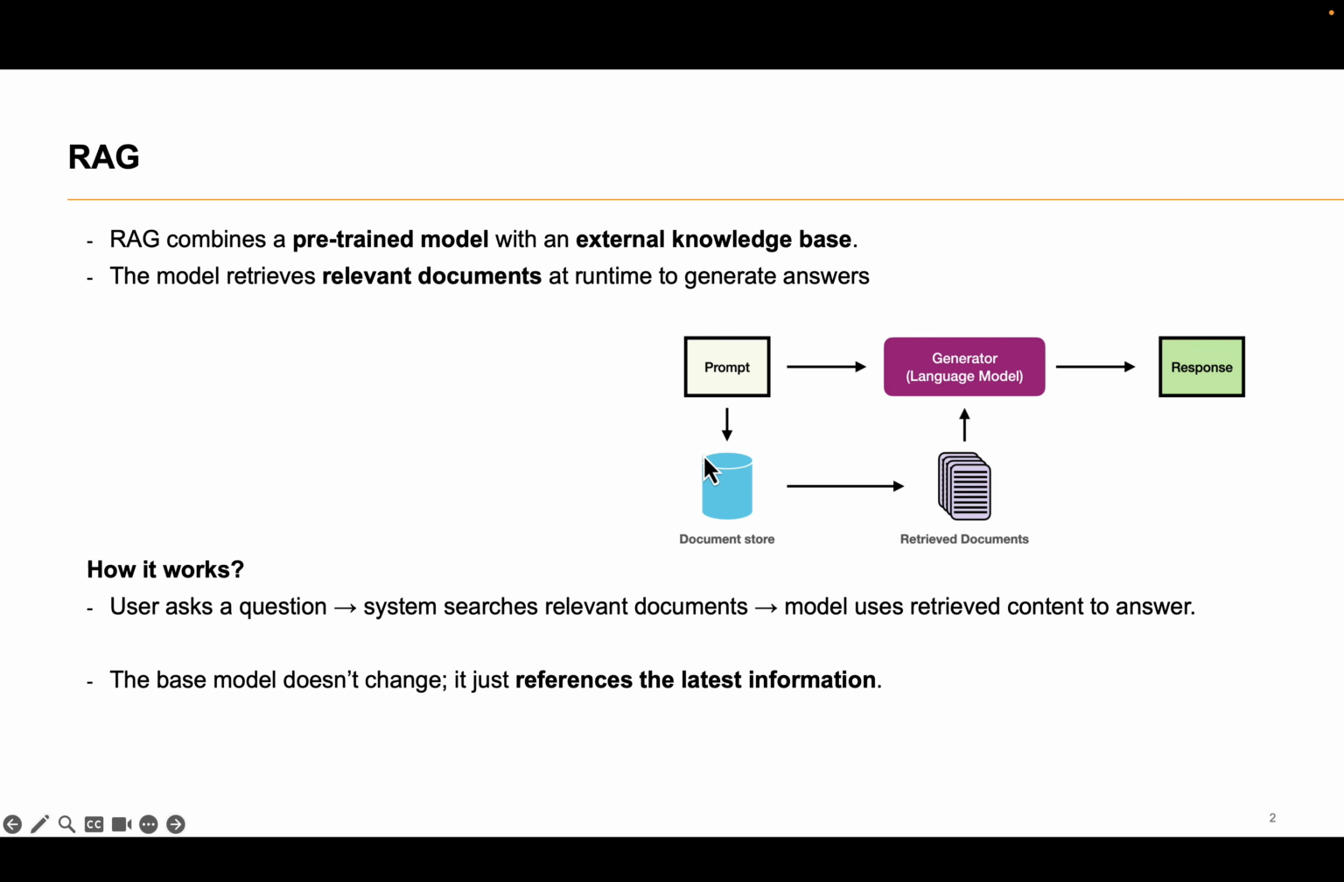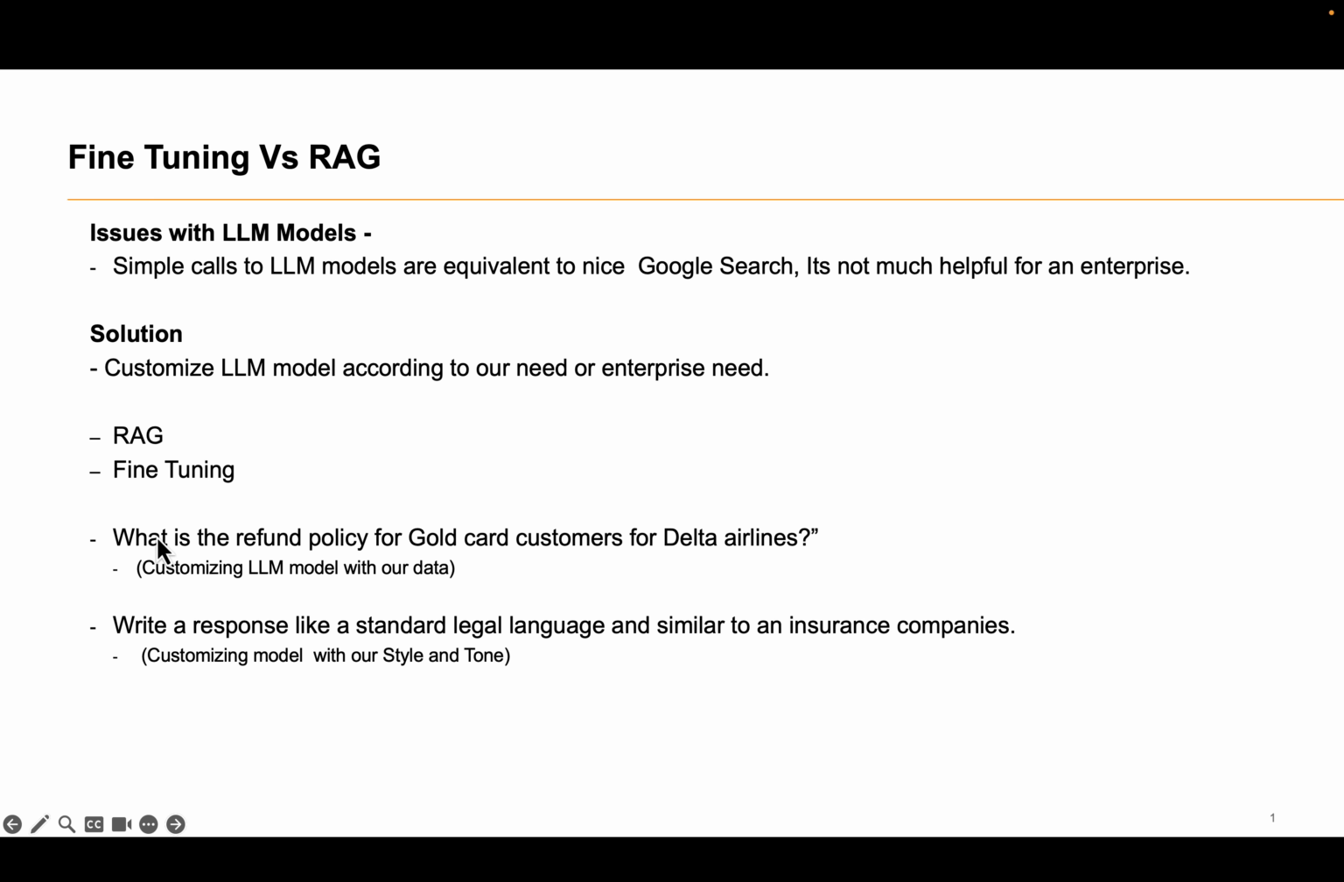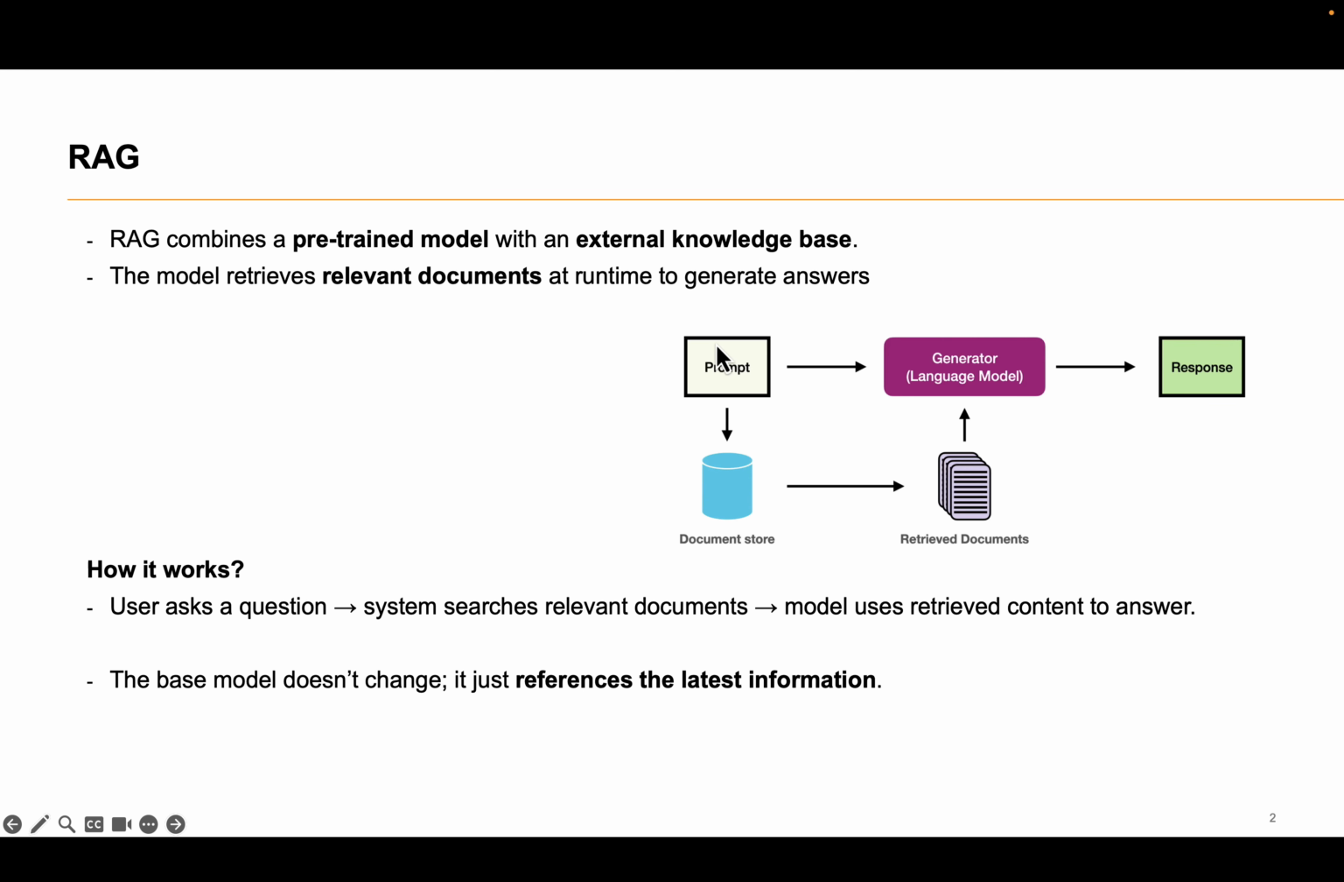To solve these types of use cases, take the first one, where we are looking for the refund policy for a gold card customer of Delta Airlines. In this case, you get the document store of all the Delta Airlines refund policies and attach it to your prompt. So whenever any question is asked about the refund policy, it will get all the information, call the generative LLM model with that information, and give you the response.